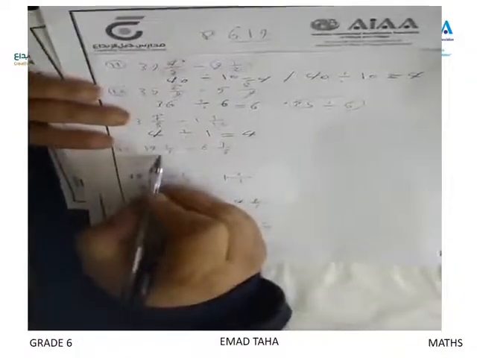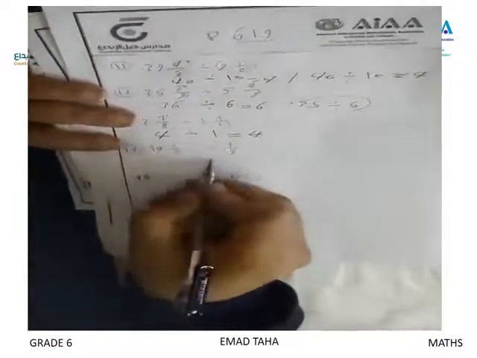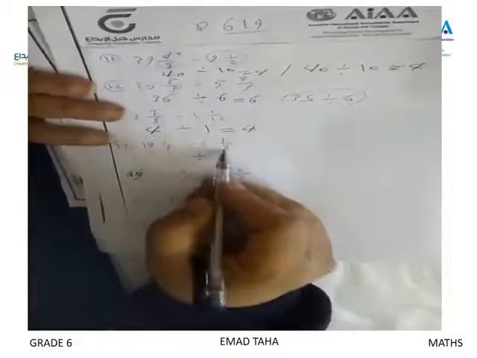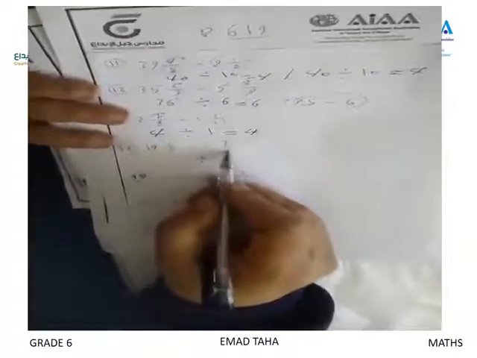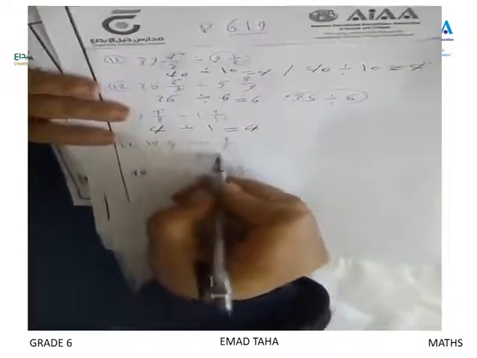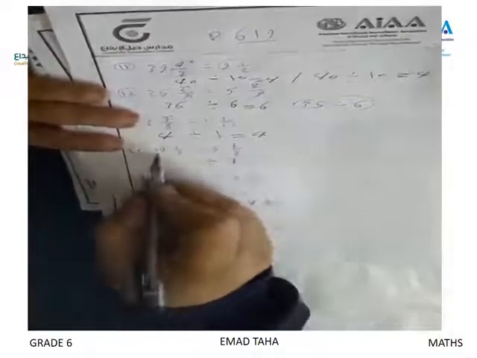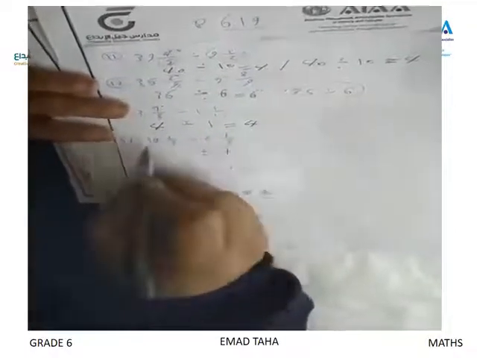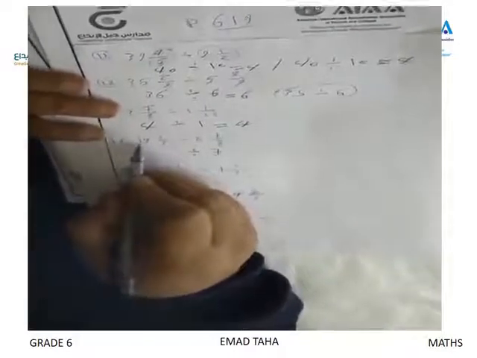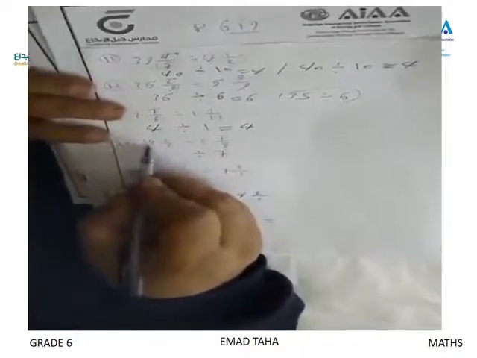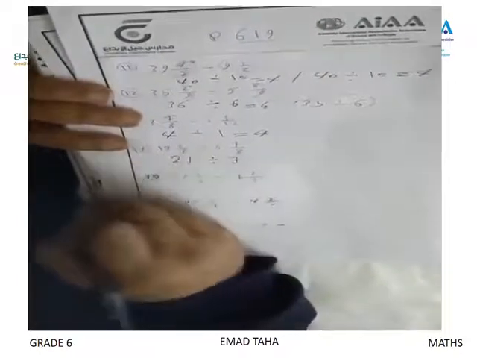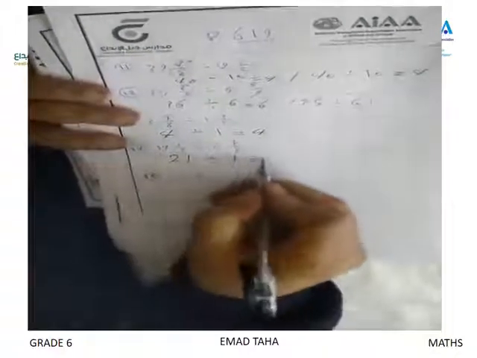19 and 2 over 3 divided by 6 and 7 over 8. We start with the divisor here, 6 and 7 over 8. 7 over 8 is greater than half because half of 8 is 4. So it will be 1 plus 6 equals 7. What is the closest number to 19 that can be divided by 7? The smallest number closest to 19 and divisible by 7 equals 21. So 21 divided by 7 equals 3.